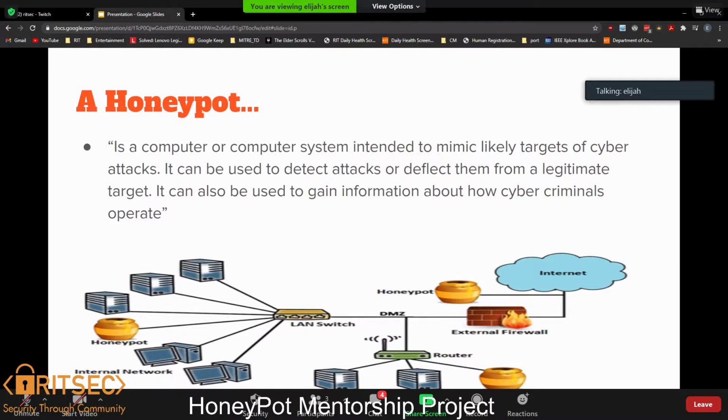Honeypots were created to follow the saying that it's easier to attract flies with honey rather than vinegar. Using a honeypot, you would draw an attacker to yourself and then be able to study their techniques, behaviors, and so on.